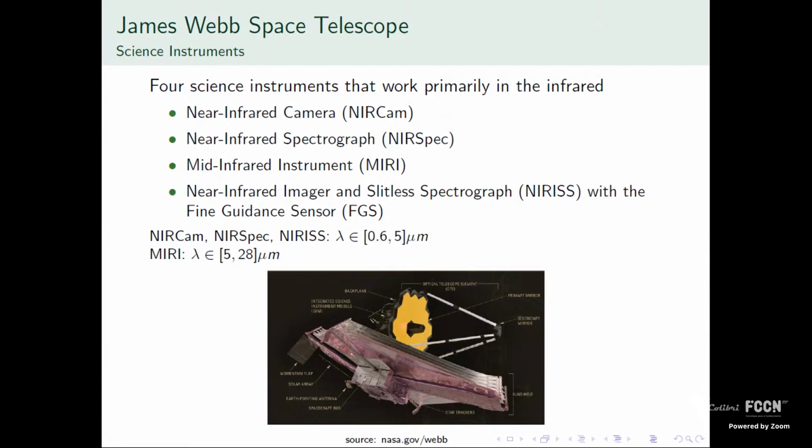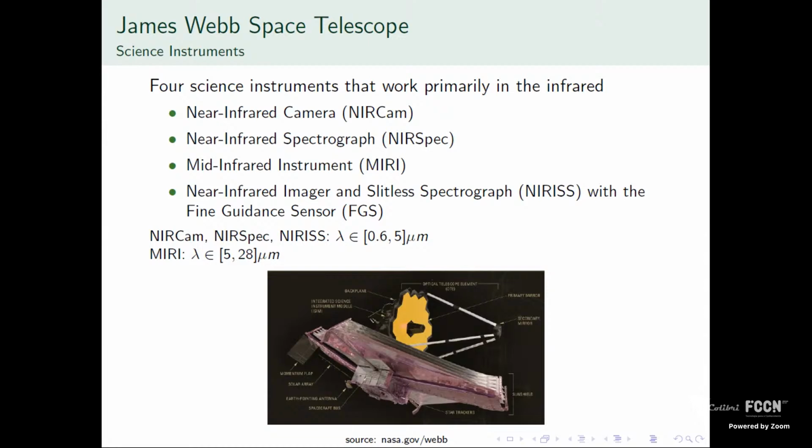So first we have the near infrared camera, and this is the primary imager, and this works between the wavelengths of 0.6 and 5 micrometers. And the good thing about this camera is that it has something called a coronagraph, which I can go into detail later, but basically it will allow astronomers to take pictures of very faint and dim objects, okay? And this is what we want.